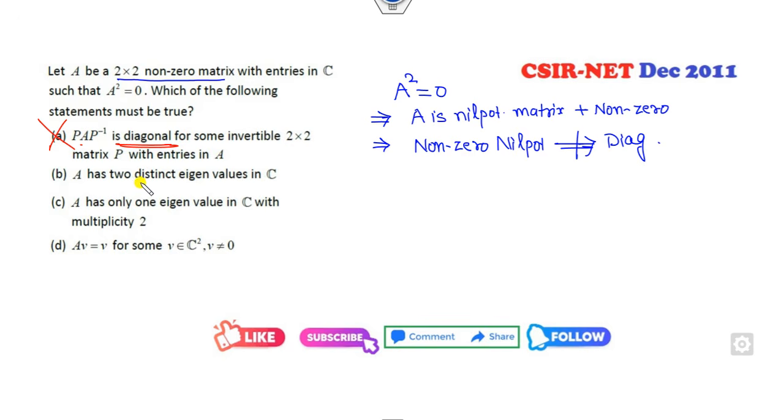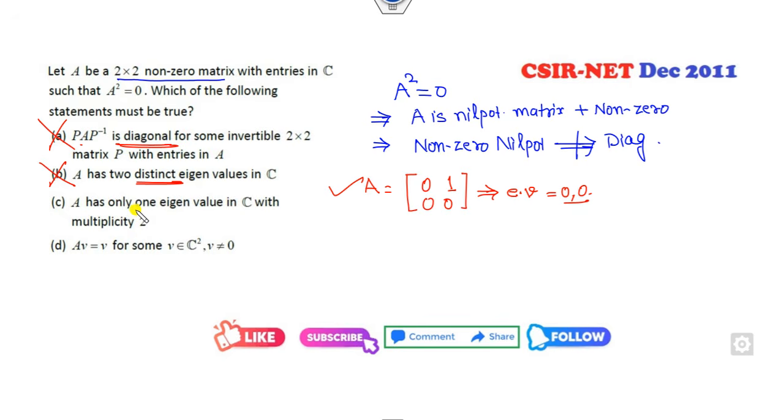A has 2 distinct eigenvalues. Is it true? No. You can consider any non-zero nilpotent matrix, which satisfies A squared equal to 0. It's a nilpotent matrix, but what are the eigenvalues? Eigenvalues are 0 and 0. They are not distinct, but the option said distinct. Whenever you need a counterexample for a nilpotent matrix, always consider this one.